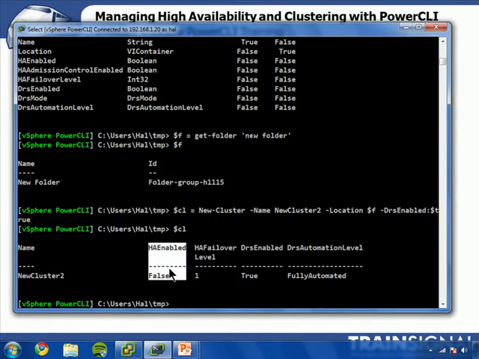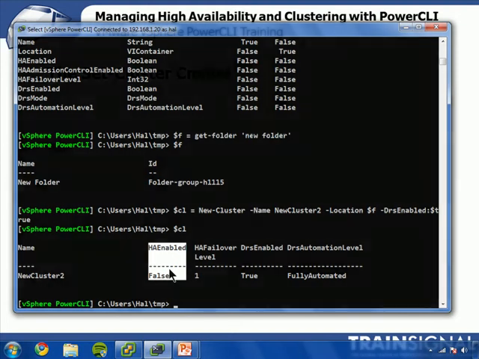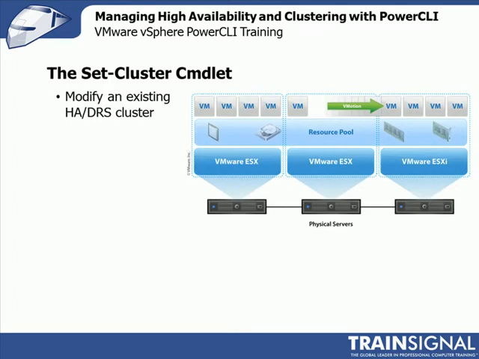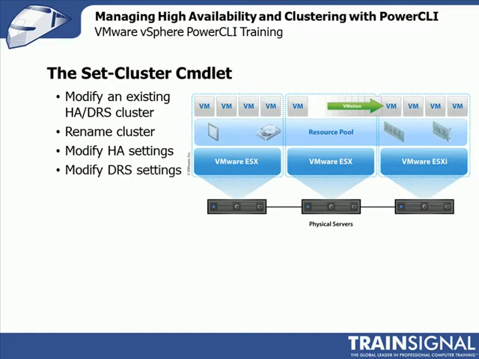Okay, let's go ahead and get back to the slides and carry on. Okay, let's talk about the Set-Cluster commandlet now. This commandlet is used to modify an existing HA or DRS cluster. You can use it to rename a cluster. You can modify some of the high availability settings. You can modify your DRS settings, of course. You can also use this commandlet to attach a host profile to a cluster. You can also configure the VM swap file policy.